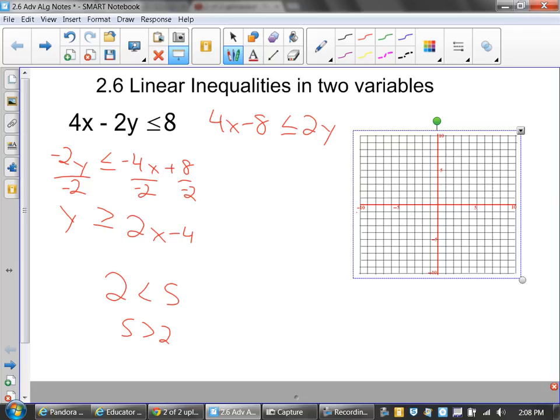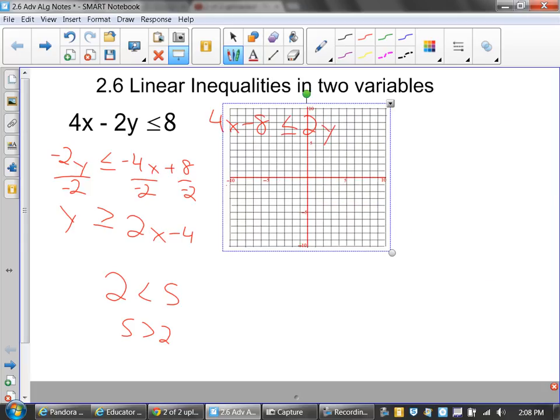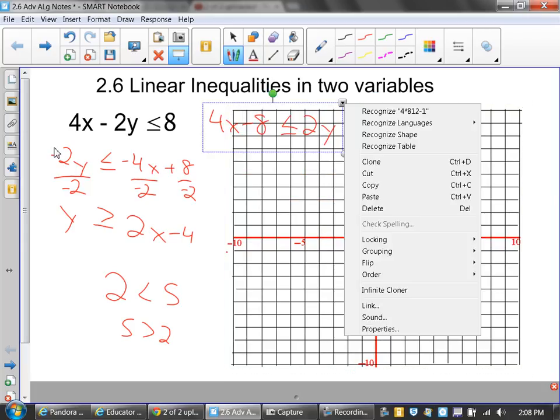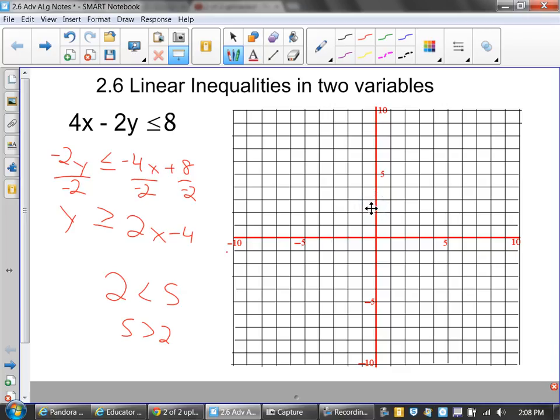No worries. Anyway, when we go to graph this, we start at our y-intercept and then walk our slope. What's your y-intercept? Negative 4. Your slope is? Is this going to be a solid or a dotted line? It's going to be solid because it's a less than or equal to, or a greater than or equal to.